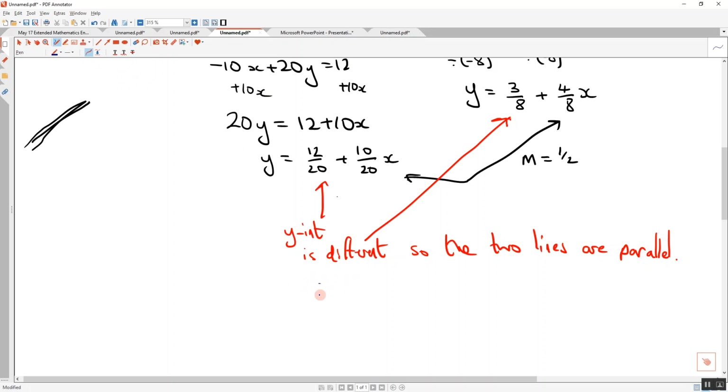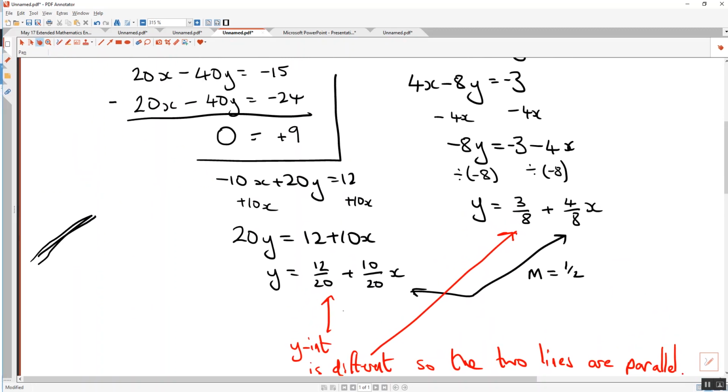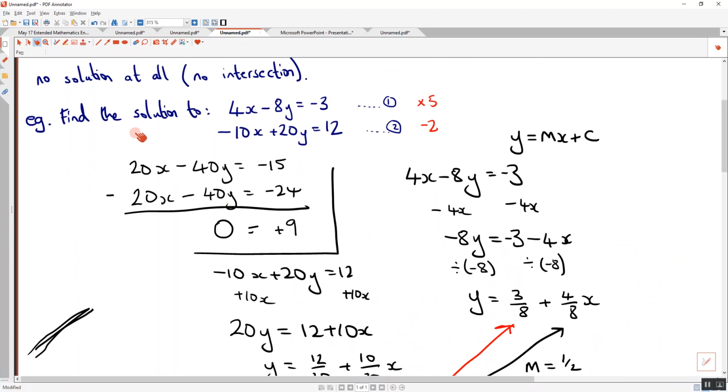Sienna? As proven, the slopes of the lines are the same. No, the gradient. Let's go back to the question.